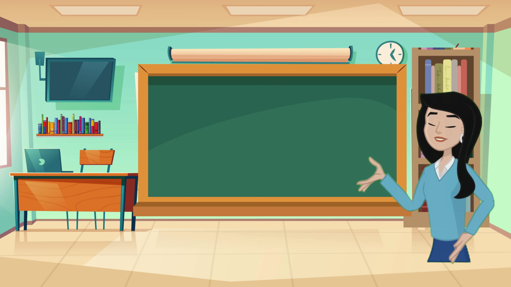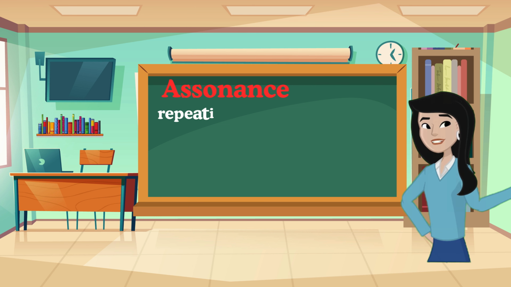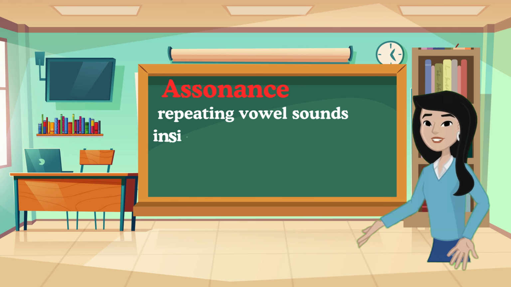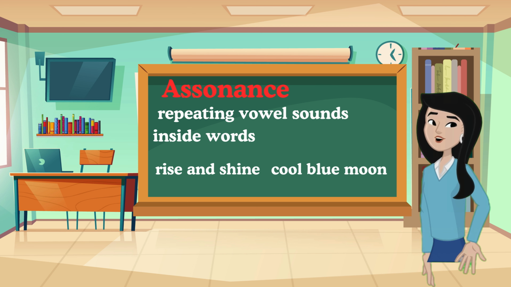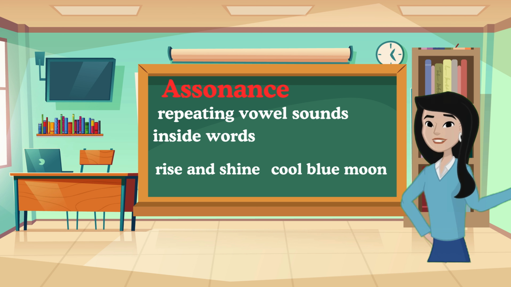The third sound device is assonance. This means repeating vowel sounds inside words. For example, rise and shine or cool blue moon. Listen carefully. The vowel sounds alike.